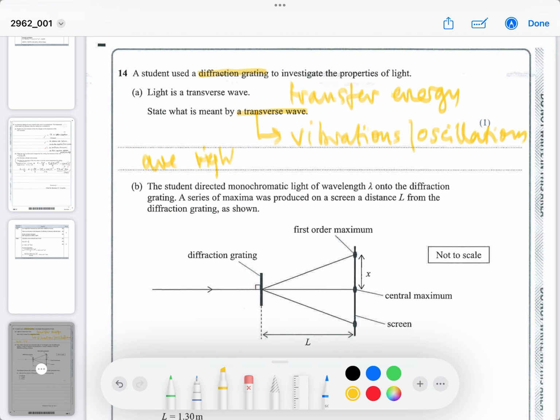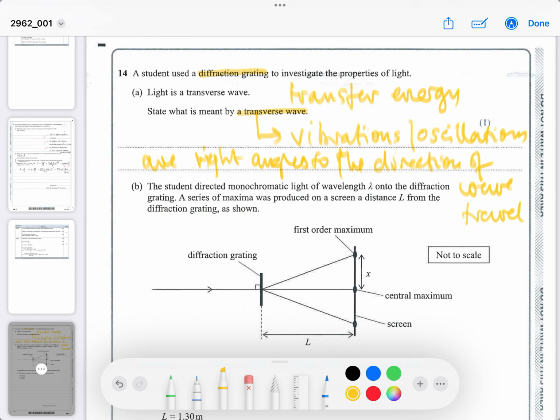Sorry about my writing. To the direction of wave travel. Sorry about my big writing. I'm not used to using the Apple Pencil, and if I put it on the pen mode, it's actually messier. So I'm putting it on the highlighter mode, and it seems to write more neatly for me.